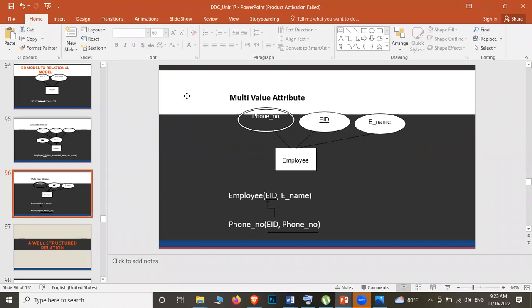Guys, I have given you two case studies. Can you write down the relational schema for both? Keep the ER diagram separately, and below that write down the relational schema for the same ER diagram. If you are having a multi-valued attribute in it, then you have to have two relations, isn't it? Can you do that?